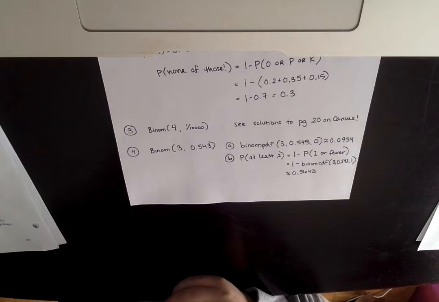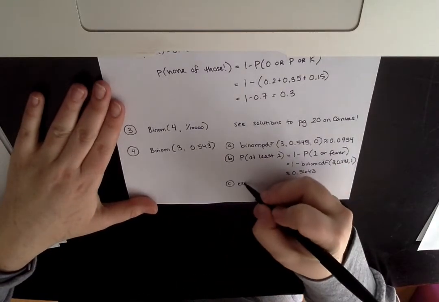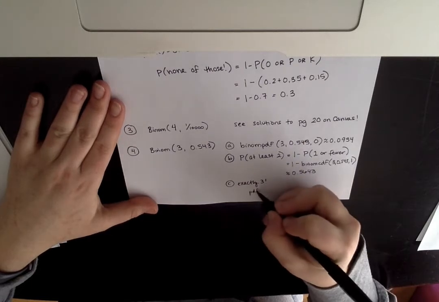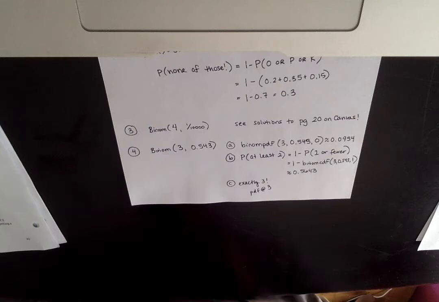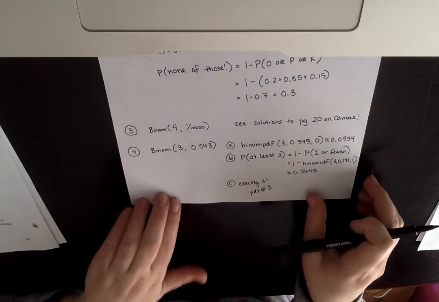And then I'm going to skip part C, but all have computers is the same as exactly 3. So this is a PDF at 3. I'm going to flip to the next page. Oh, nope, just kidding. I skipped number 5. Let's go to number 5.